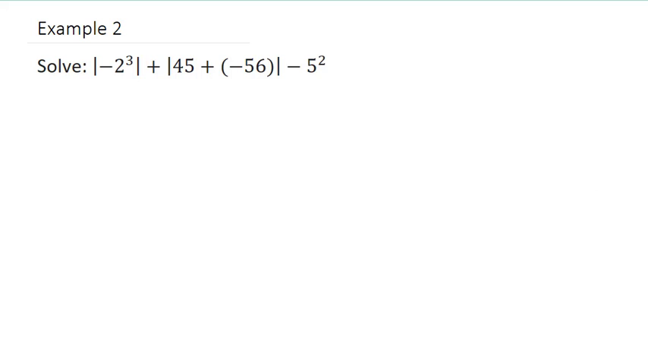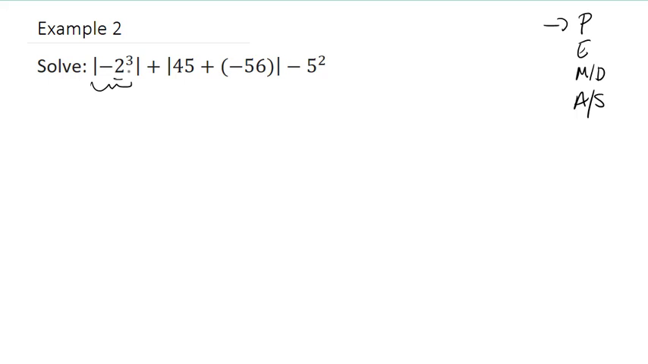Example 2, solve for the following. So here we have a problem, and let's go ahead and write parentheses, exponents, multiply, divide, add, and subtract. So the first thing we need to do is deal with the parentheses. So let's deal with this one, because absolute values act like parentheses. So we have a 3 that's attached to this 2. And it doesn't include the negative sign because there's not parentheses around the negative 2. So it's just attached to the 2.